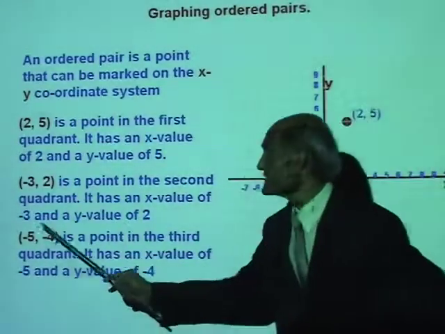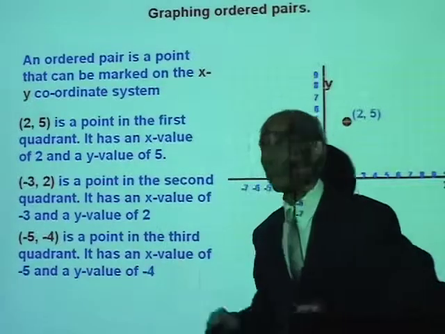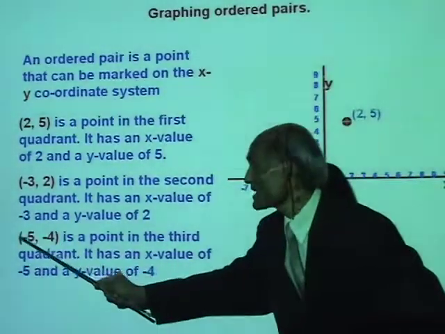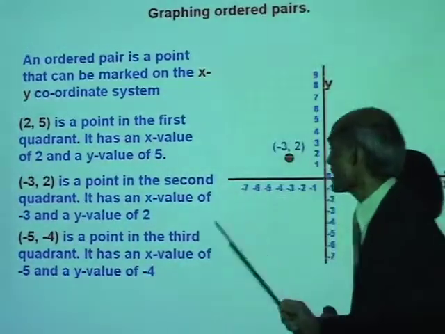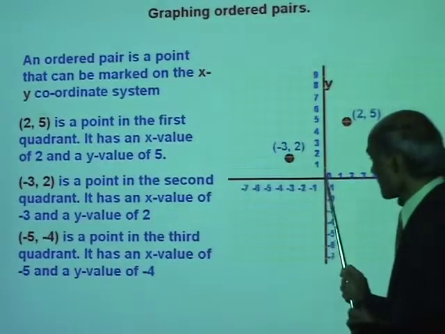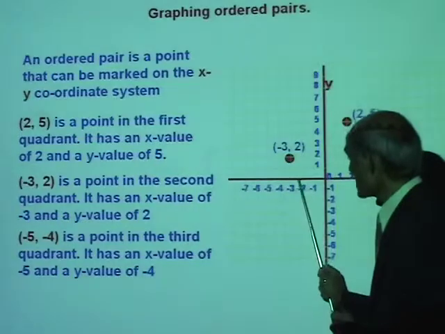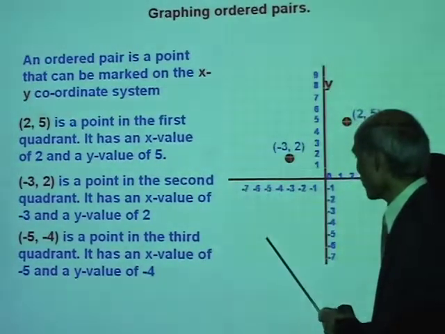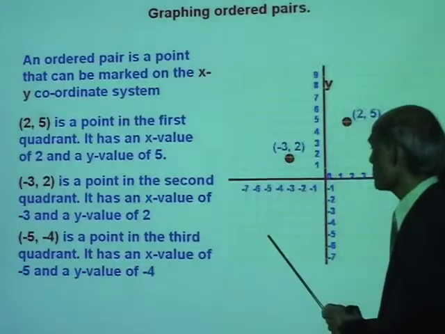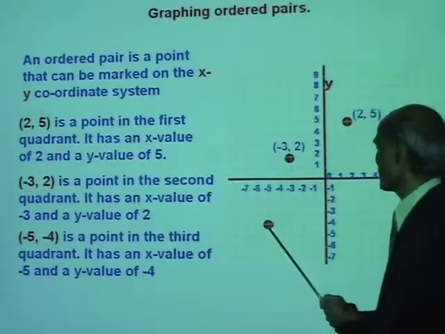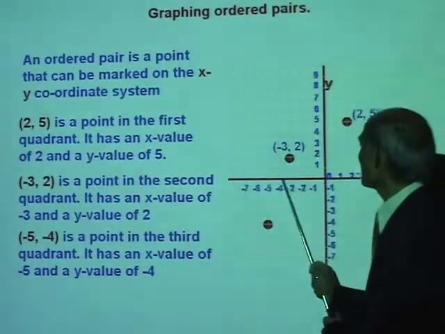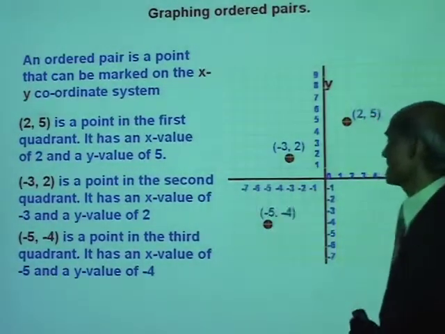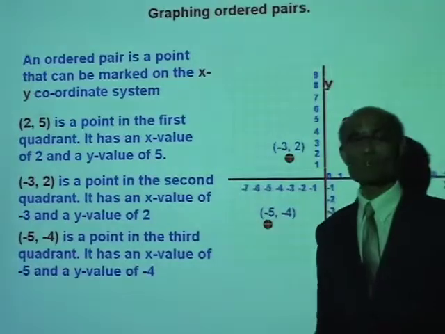Okay, how about negative 5, negative 4? Where will you mark that point? X is negative 5, Y is negative 4. So what do you do? You go X negative 5 and Y negative 4. There will be your point. There you are. X equal to negative 5, Y equal to negative 4 is there. That is negative 5, negative 4.